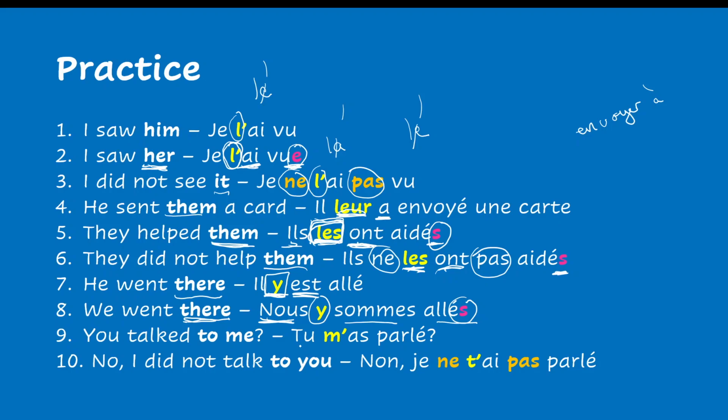You talked to me. Tu m'as parlé. Same thing. M, which is really me, becoming m apostrophe in front of avoir here. Tu m'as parlé. No, I did not talk to you. Non, je ne t'ai pas parlé. Here you place the te in front of the auxiliary, the apostrophe because of the A, and the negation around the auxiliary and the pronoun.